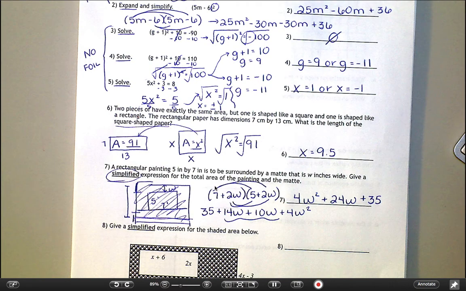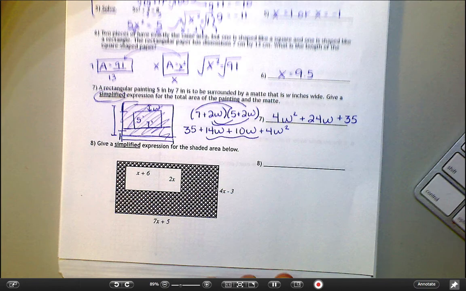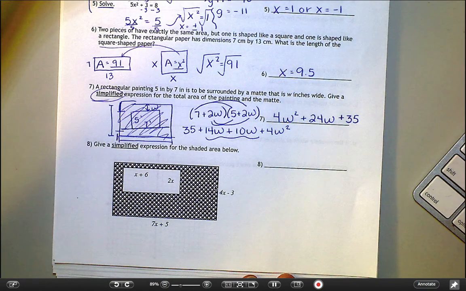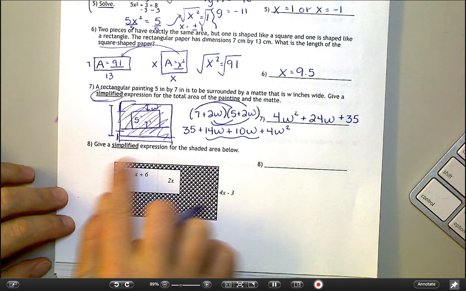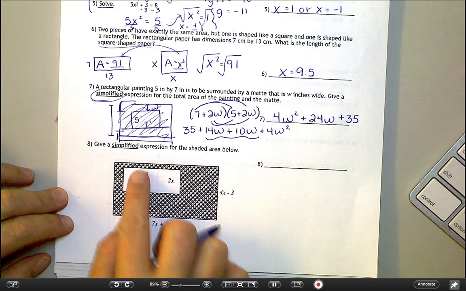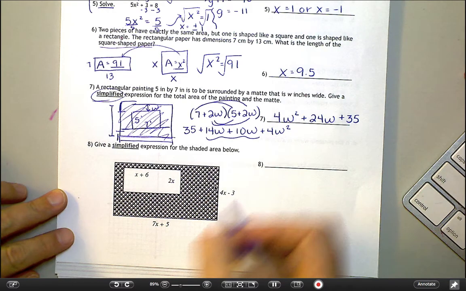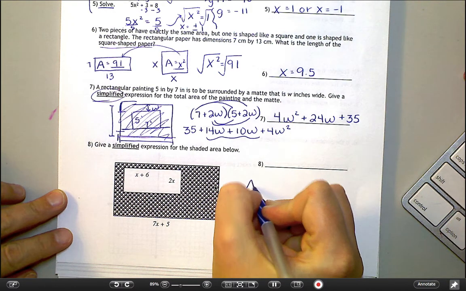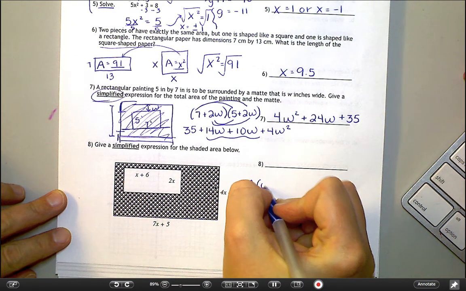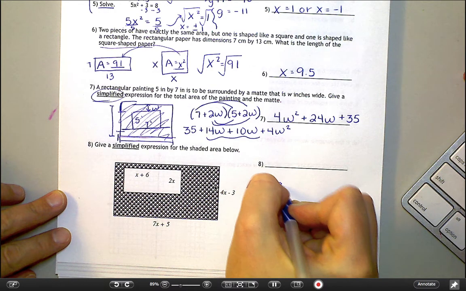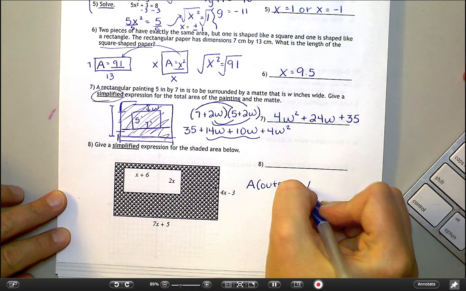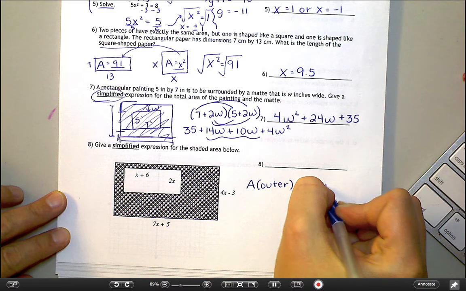Okay. And one more quick one, number 8. If I want the area of the shaded region, the shaded is kind of everything on the outside here, not including this middle part. In general, this is what my strategy is going to look like. I'm going to take the area of the outer rectangle and subtract the area of the inner rectangle.